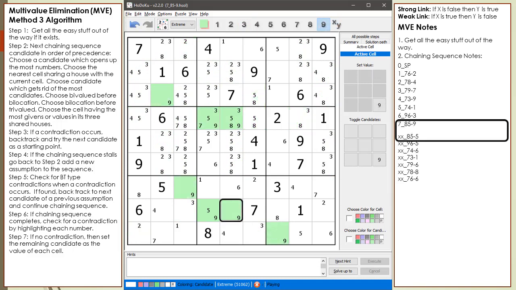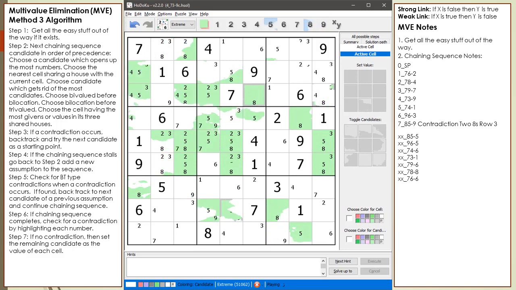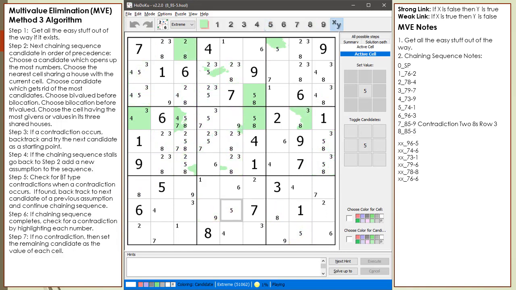We choose the 9 in cell 8, 5 as the next assumption because it opens up 2 values. And this time we find a contradiction with 2 8s in row 3. We choose the 5 in cell 8, 5 because the 9 had a contradiction. The chaining sequence stalls and we highlight all the bi-value cells.